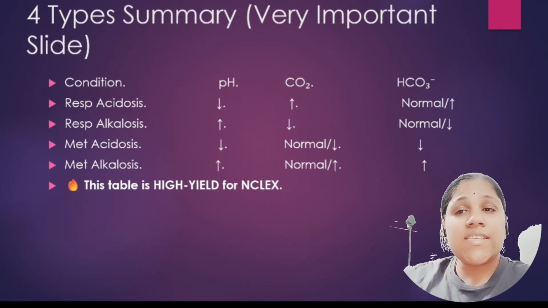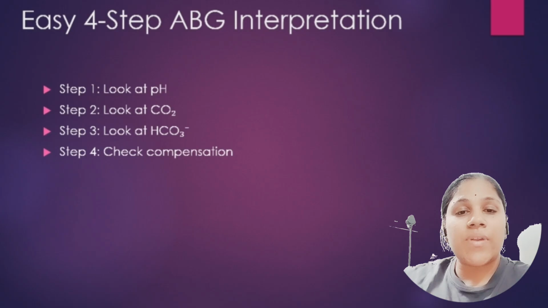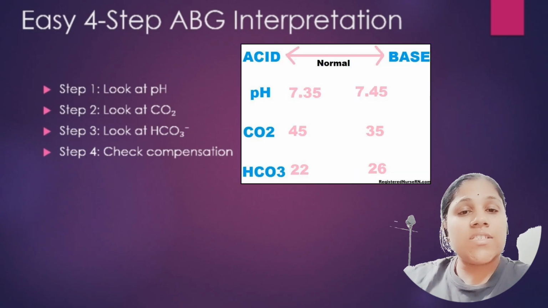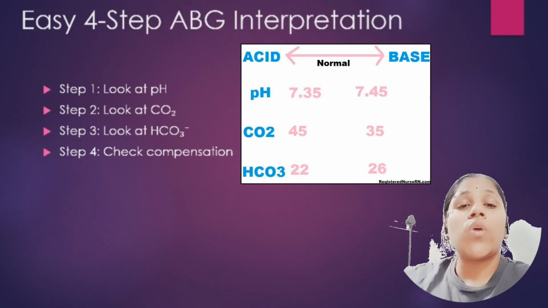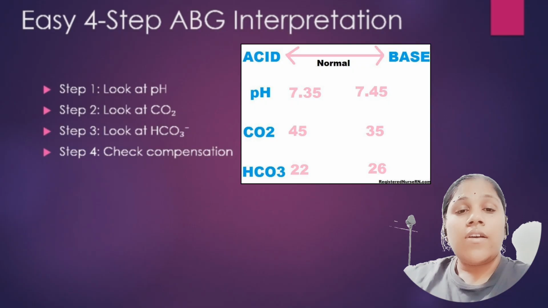The 4 easy steps to interpret an ABG are: first, we look at the pH. Then we look at the carbon dioxide, and step 3 is we look at the bicarbonate, and step 4 we see whether there is any compensation. I am going to tell you about the compensation in the next slide.